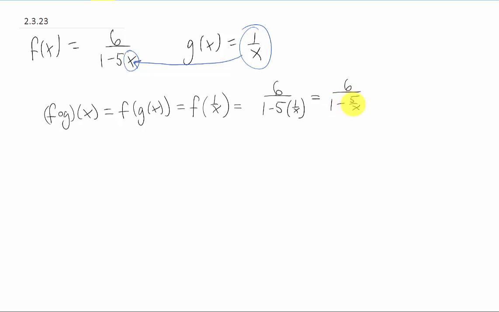But MyMathLab is not going to like this answer right here because they're not going to like this sort of complex fraction. So you want to get rid of this x from this denominator, which means multiplying the denominator by x, which wouldn't be legal unless you multiply the numerator by x as well.